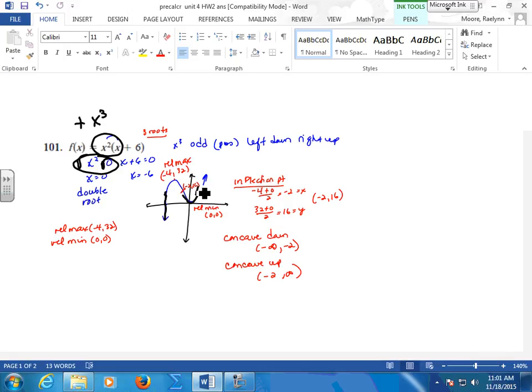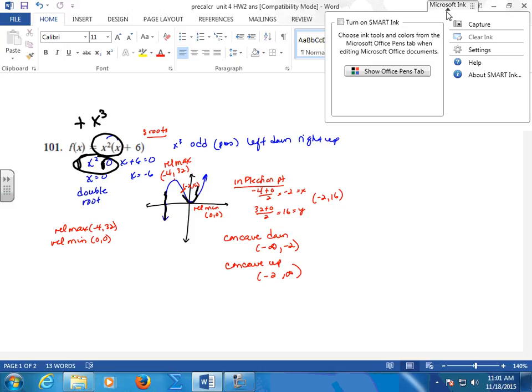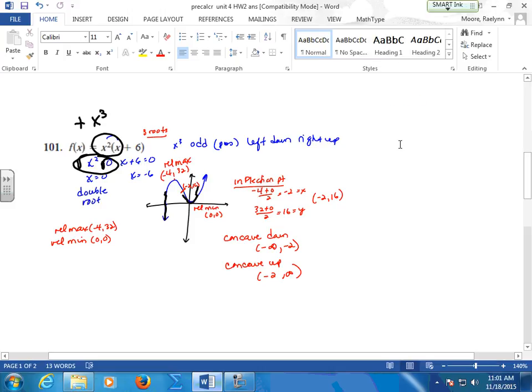Now, we said 3 roots, 2 turns, 1 inflection point. Here's your concavity. This piece right here is making a cave down. Agree? Do you spot any other caves? You have a cave up. So this piece over here says cave up. Now the ends are fine, but they shared this middle.